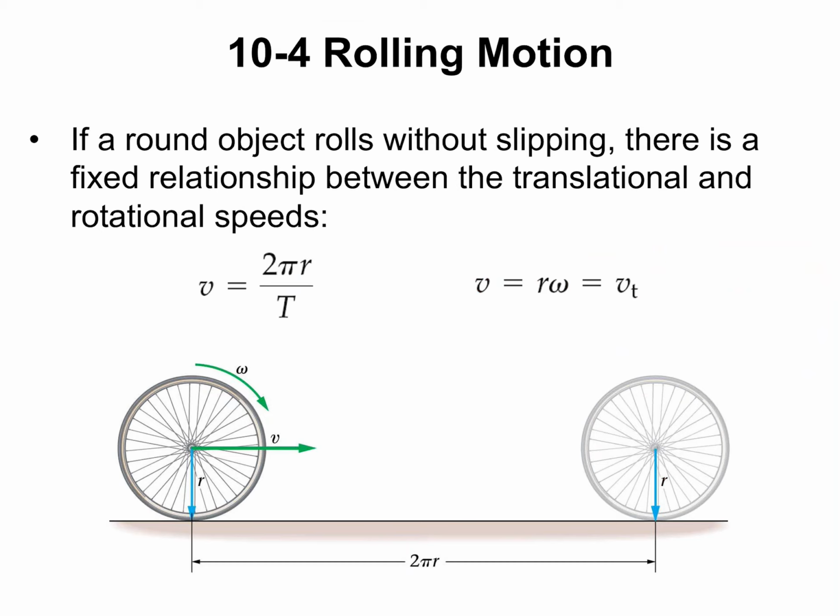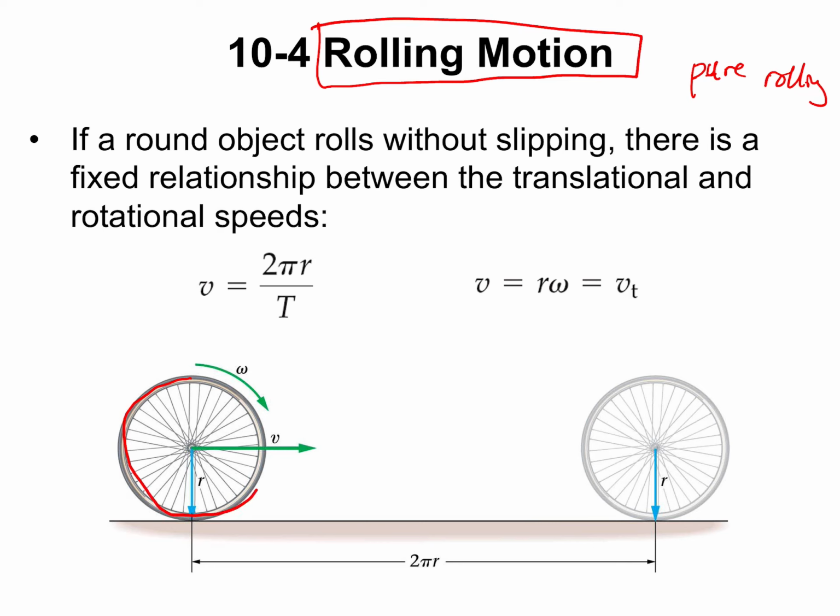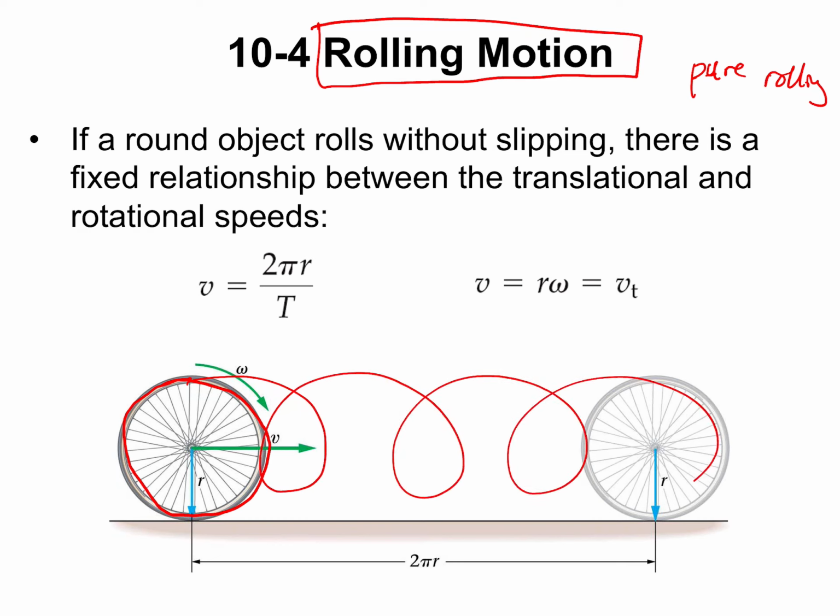Now let's introduce a very special motion, rolling. Pure rolling. So what is rolling? When you ride a bike or drive a car, if you look at your wheel, this is what happens to the wheel. The wheel moves forward. This is the motion of the wheel, just rolling forward. This kind of motion is called rolling.